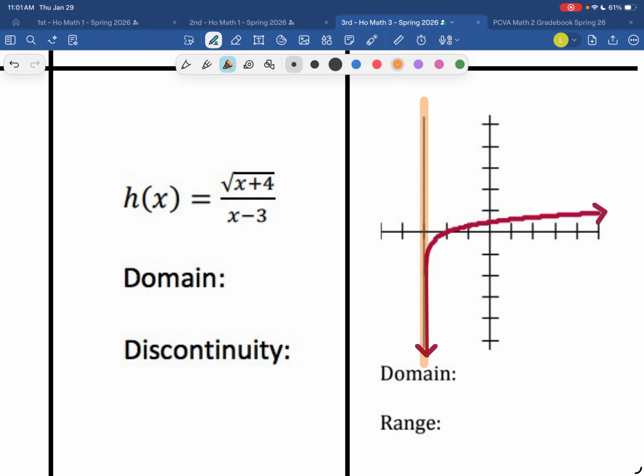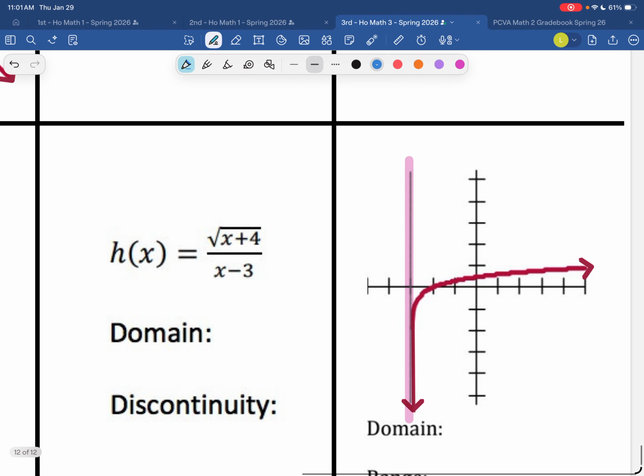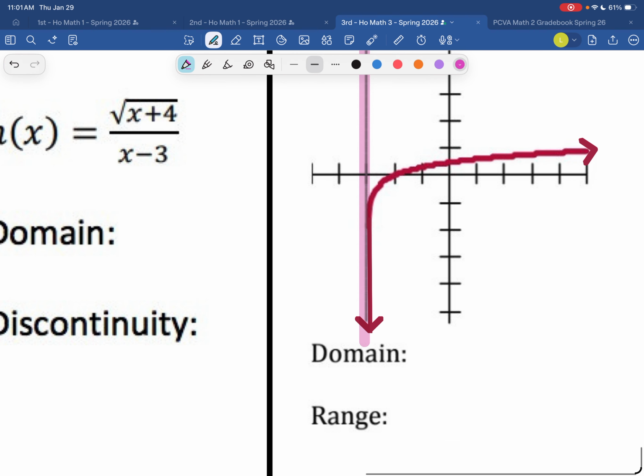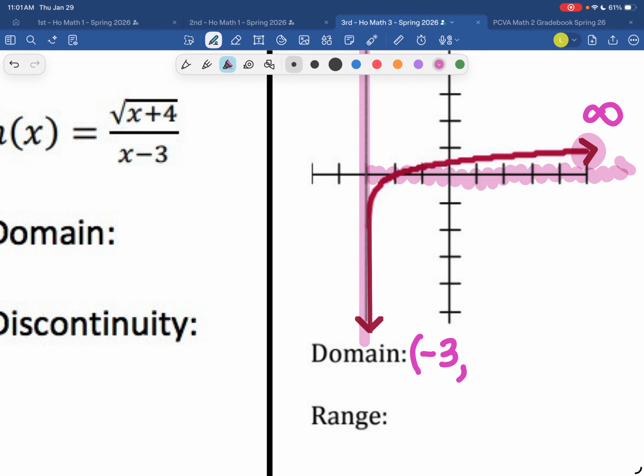So if I read the domain, my domain is going to be my x values, and technically my x values are going to start where that vertical asymptote is. However, the vertical asymptote is not included, okay? So we're going to start at -3 with a parentheses. That is going to level out at -3, but it doesn't include -3. And then we're going to keep going to the right until we get to positive infinity. So that means that we're including all the x values greater than -3. So we're going to say -3 to infinity.